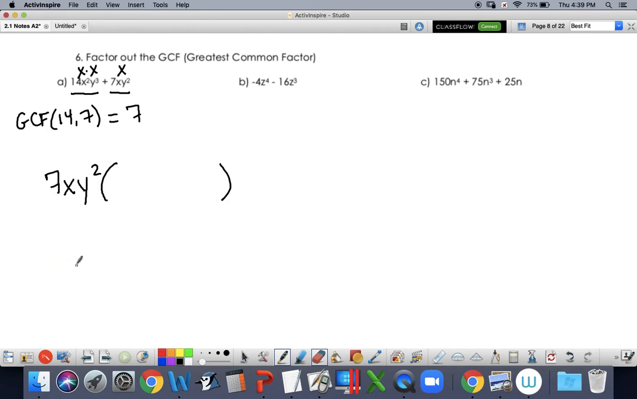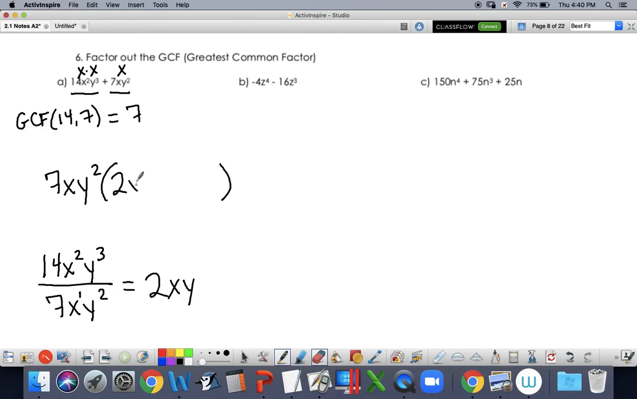You may want to do the division on the side. So if I have 14x squared y cubed, that was my first term, and I'm dividing out 7xy squared, that division, so 14 divided by 7 is 2. X squared divided by x is x. Y cubed divided by y squared is y. So I'm left with 2xy in my first term.